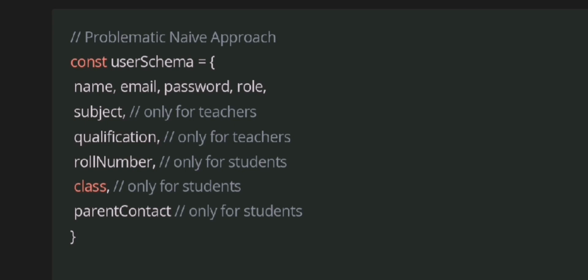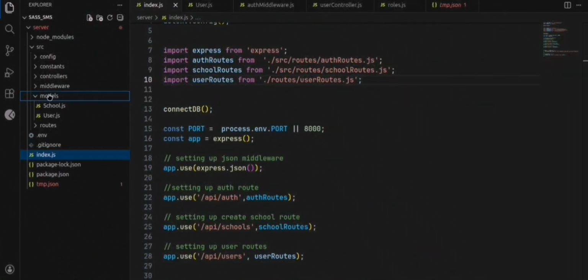That's not scalable. A professional approach is: user schema for authentication only, name, email, password, role; teacher profile for teacher-specific data; student profile for student-specific data. If a new role comes in the future, we simply create a new profile model. This is clean architecture. This is how real systems are designed.